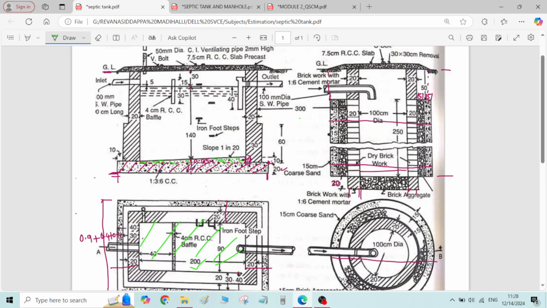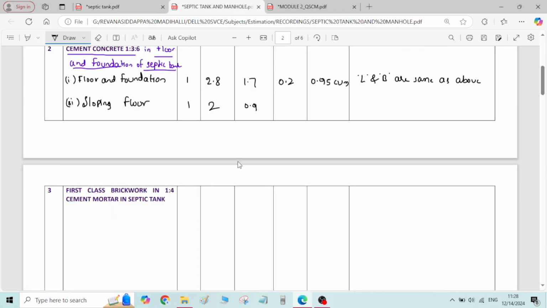Coming to the height of the sloping floor, it is continuously varying with the length. At the starting point it is 0, and gradually the height varies up to 10 centimeter at the end. So you take the average height, which we have already calculated as 0.05 meter. I will take 0.05 meter as the average height of the sloping floor. Multiply all, you will get the answer as 0.09 cubic meter.